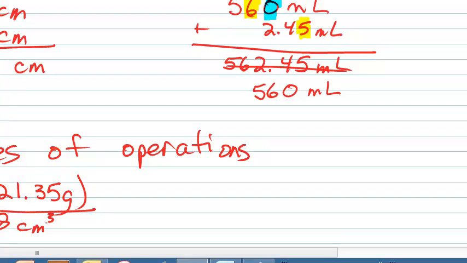Well, just like what you learned in math class, order of operations, the first thing we're going to do is what's in parentheses. So if I take my 23.5 and I subtract 21.35, this equals 2.15 grams. But this is a subtraction problem. And because I'm not going to be subtracting or adding any more numbers to it, I'm done doing all the addition and subtraction. I need to stop and round it.